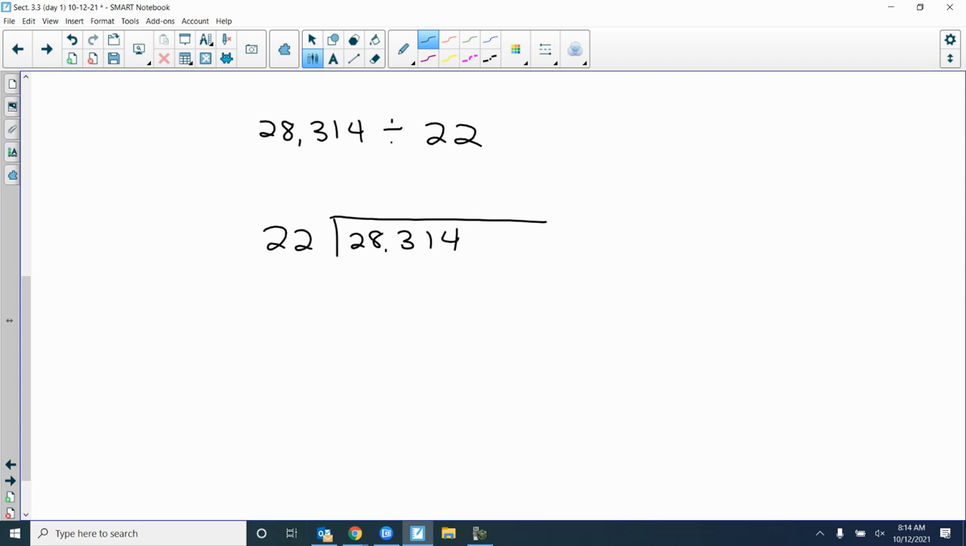Luke Hirschberg, do you remember what to do? You see if 22 goes into 2 first, and if it doesn't, you put a 0. Then you get 1. All right, I'm not going to put the 0. So we keep going down the line. Does 22 go into 28?